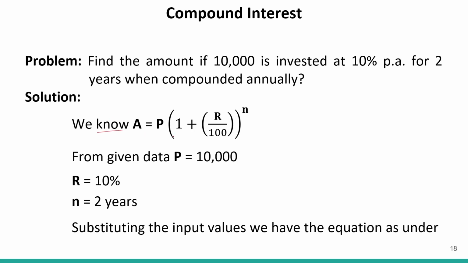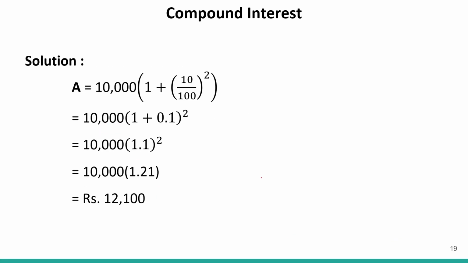We know that A is equal to P into (1 plus R by 100) whole power n. From the given data, P is 10,000, R is 10%, and n is 2 years. Substituting the values, A is equal to 10,000 into (1 plus 10 by 100) whole power 2. So it will be 10,000 into (1 plus 0.1) power 2, which is 10,000 into 1.1 squared, so 10,000 into 1.21. So A is 12,100.